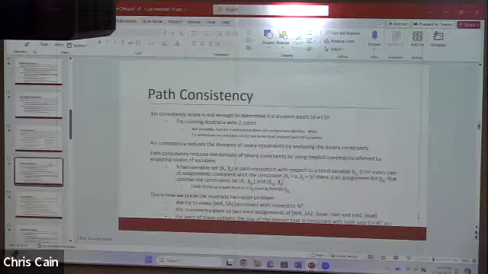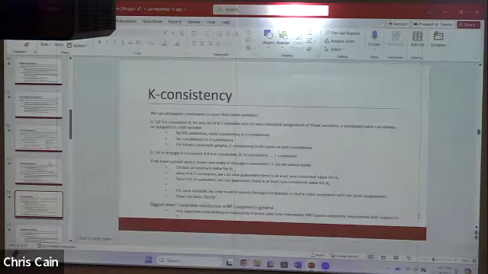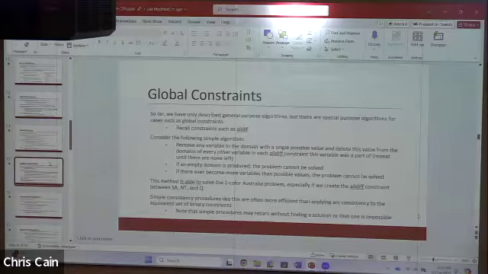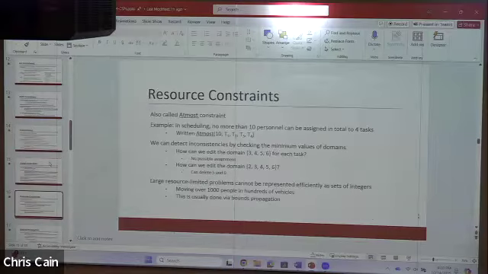So each of the types of consistency. We talked about global constraints, talked about resource constraints. So these are all just different kinds of constraints. Resource constraints would be something like each professor can only teach at most 2 courses in a quarter, unless you're me or Stu most quarters.